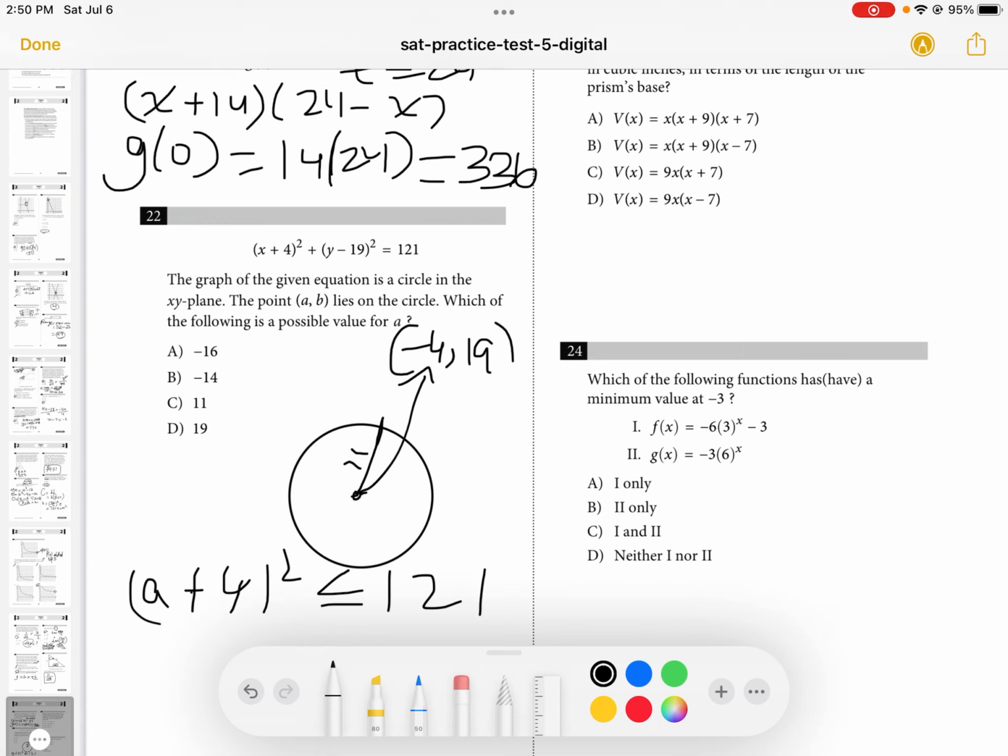Right, and now we have to find out which of these values satisfy that. When we plug in -16, a plus 4 all squared will be 144. That's too big. When we plug in -14, we get 100. That checks out. When we plug in 11, we get 225. This is too big, and 19 is definitely too big, so B is our answer.